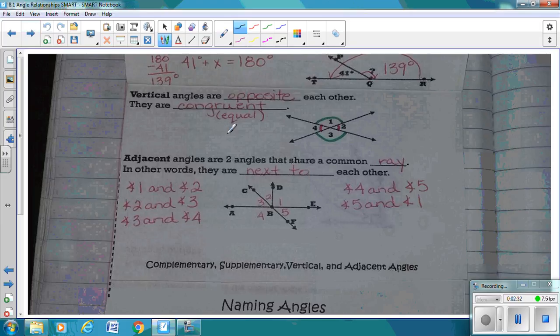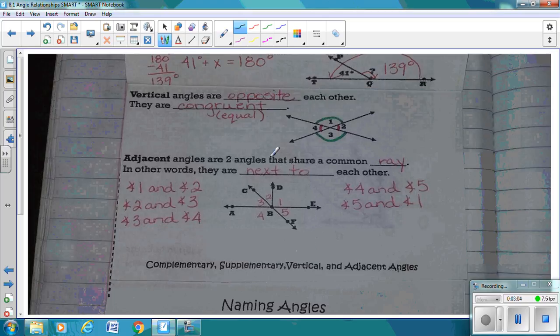Vertical angles are opposite of each other. Okay, so 2 and 4 will be vertical angles, they're opposite, and 1 and 3 are opposite. Okay, so they are congruent, or in other words, they are equal. So whatever angle 4 is equal to, number 2 is also equal to that angle. Same thing with 1 and 3.